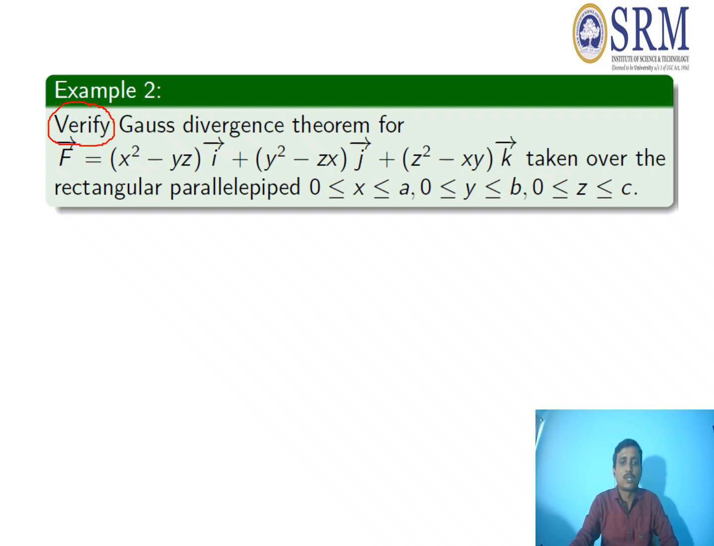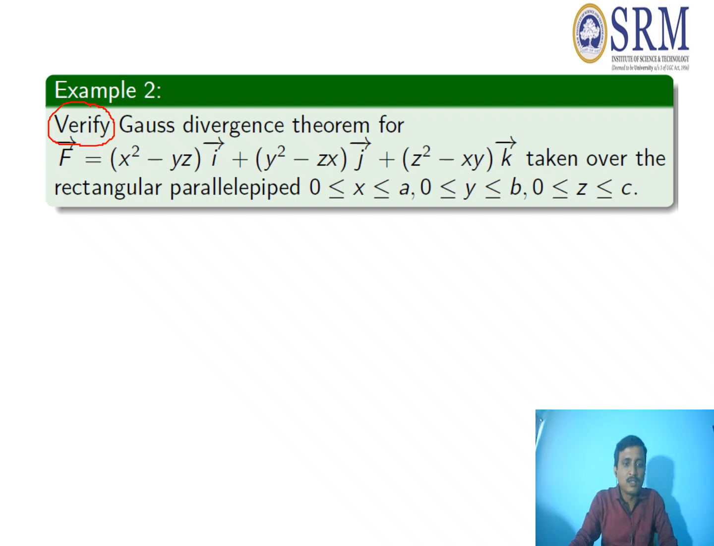That means if you draw the graph in the 3D plane, you will get one rectangular parallelepiped. Suppose a, b, c are different. If you consider a, b, c all the same, we will get one cubical form. So now let us verify this Gauss divergence theorem for this problem.